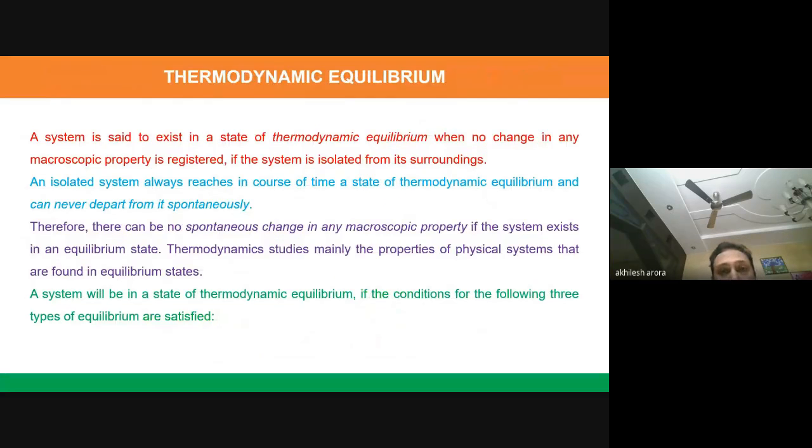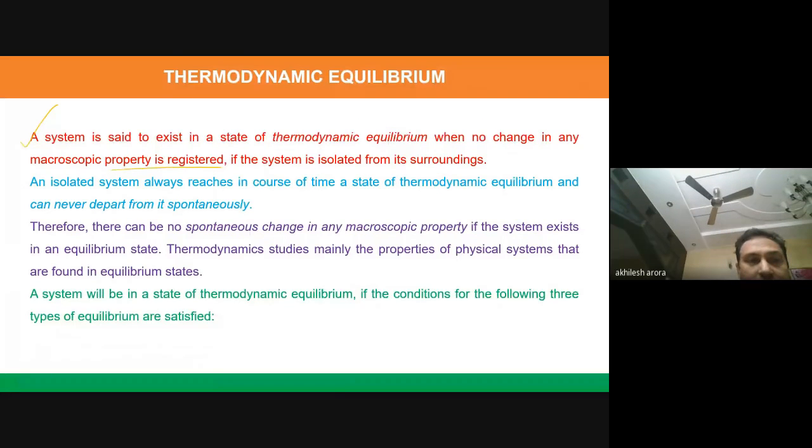Now let us talk about thermodynamic equilibrium. This thermodynamic equilibrium is a very, very important concept in thermodynamics. A system is said to exist in a state of thermodynamic equilibrium when no change in any macroscopic property is registered if the system is isolated from its surroundings.